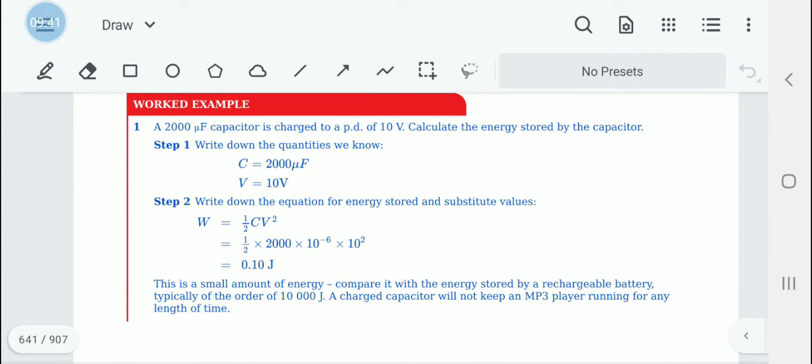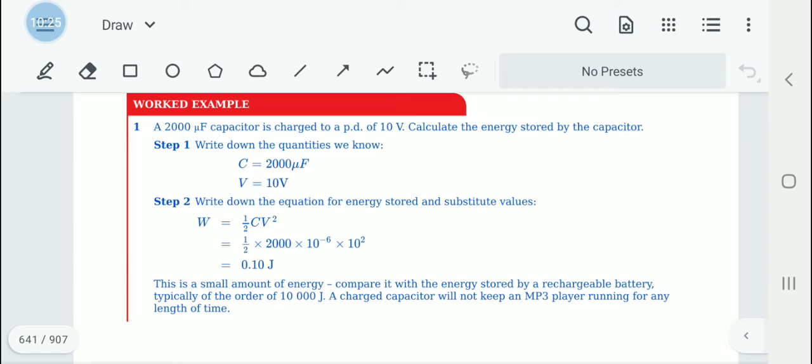So let's go through this worked example, then you will be able to understand how these questions are done. A 2000 microfarad capacitor is charged to a PD of 10 volts. Calculate the energy stored by the capacitor. So we write down the quantities that we know, then from that we can find out which equation to use. They have given the capacitance, 2000 microfarads. So C is 2000 microfarads. Then V they have given to be 10 volts. Then what is the equation we need to use? Half CV squared. So when we do that, it is going to be 0.10 joules.